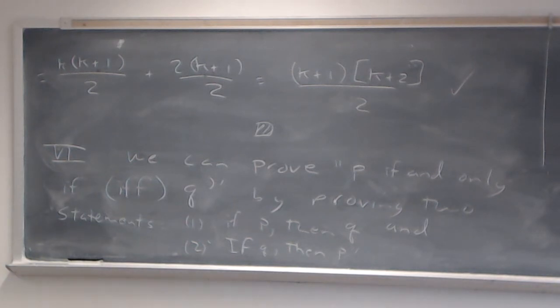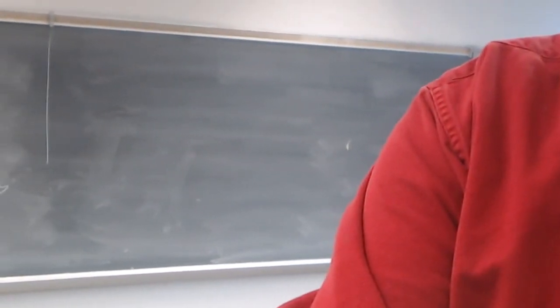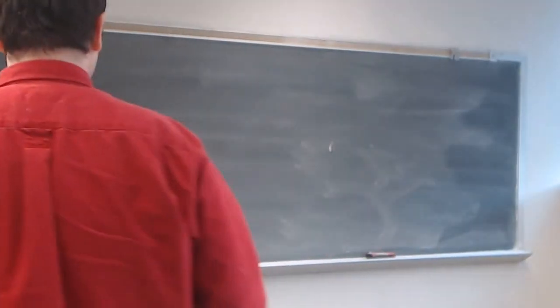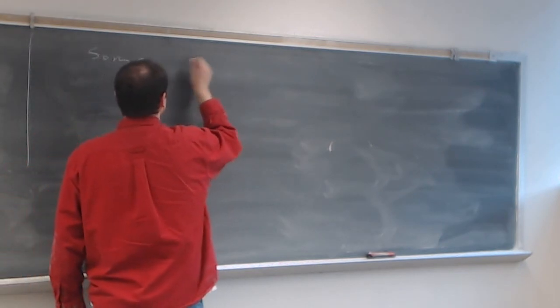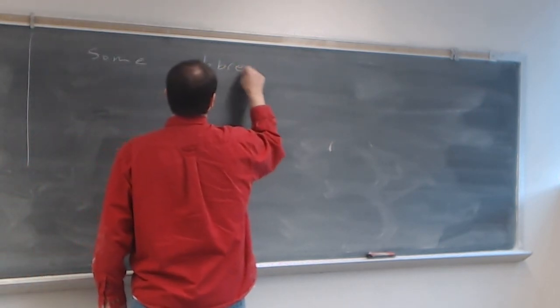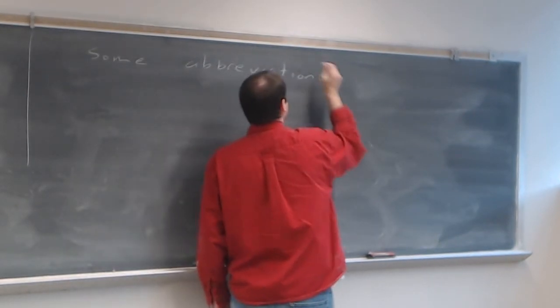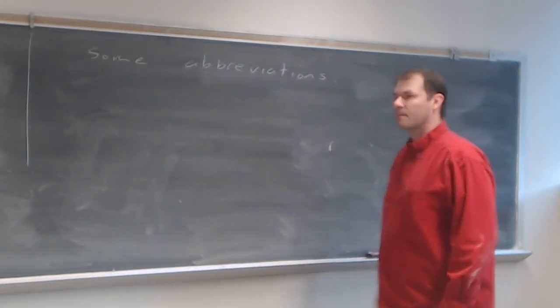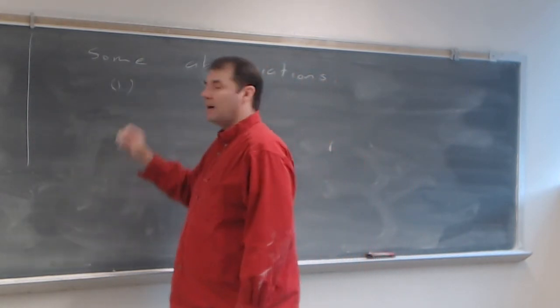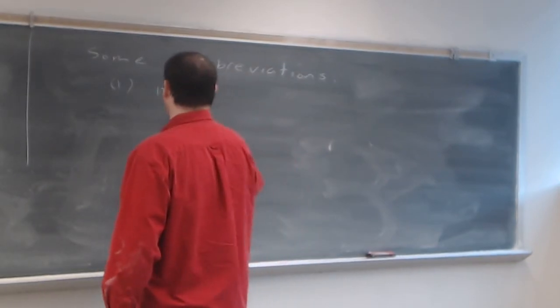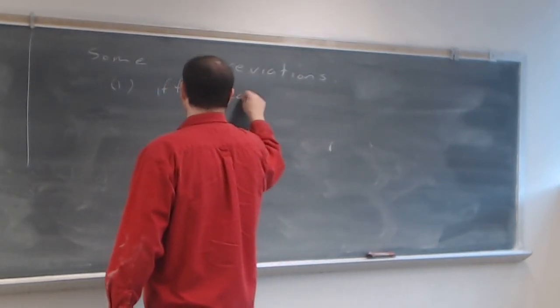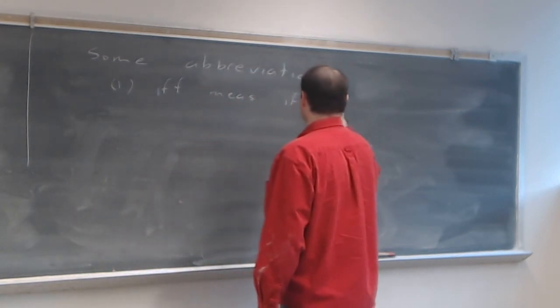Okay, the next thing I want to talk about is some symbolism that we'll use. I just did an abbreviation just a second ago, so I'm going to write up some abbreviations. So these are some common abbreviations in mathematics. So one is IFF, which means if and only if.